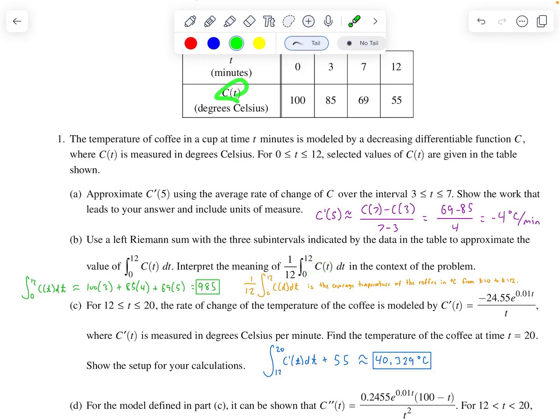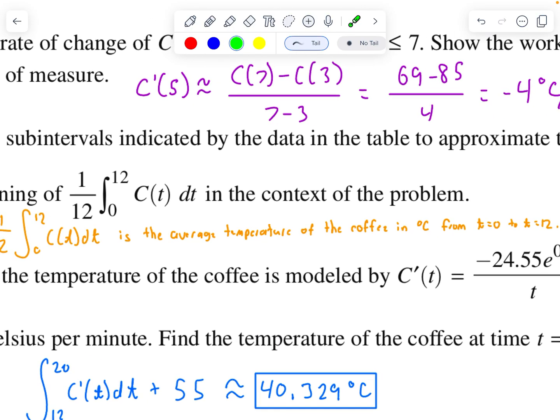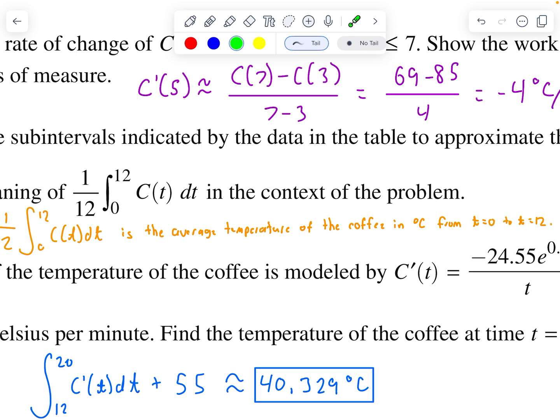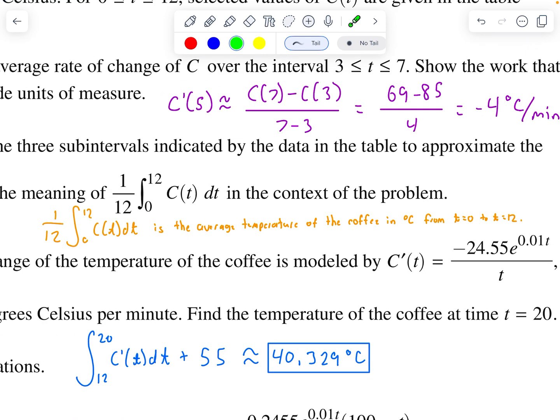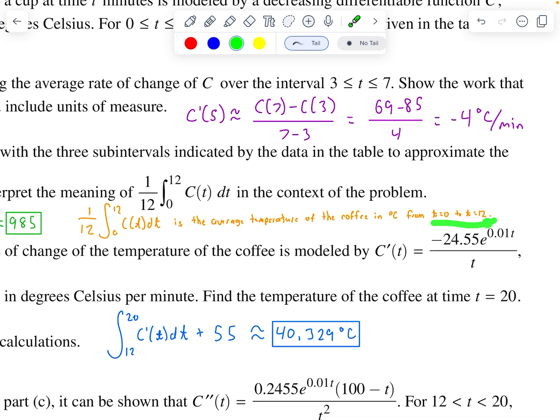This function, C of t, is the temperature of the coffee. So you're finding the average temperature of the coffee in degrees Celsius. I would include the units, the rubric usually does. And also always say the time interval on which you found the average value. In this case, we found the average temperature from t equals 0 to t equals 12.